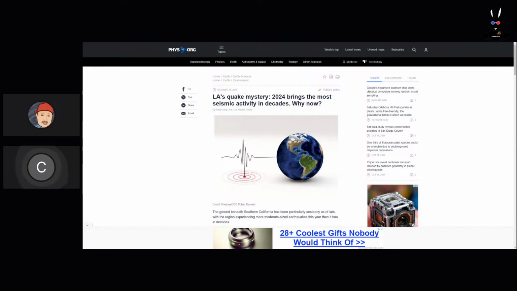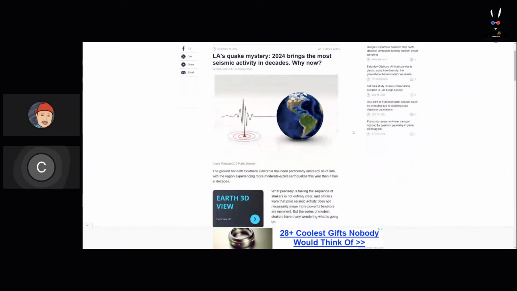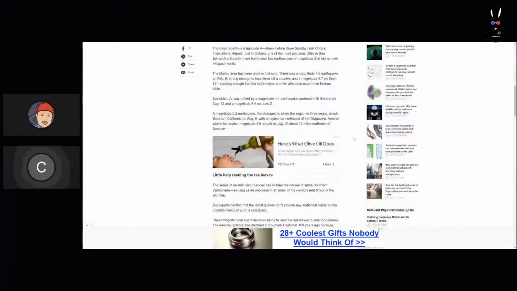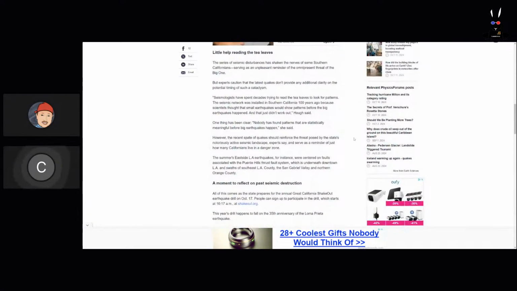Now, the next section, a little help reading the tea leaves. The series of seismic disturbances has shaken the nerves of some Southern Californians, serving as an unpleasant reminder of the omnipresent threat of the big one. But experts caution that the latest quakes don't provide any additional clarity on the potential timing of such a cataclysm. Seismologists have spent decades trying to read the tea leaves to look for patterns.